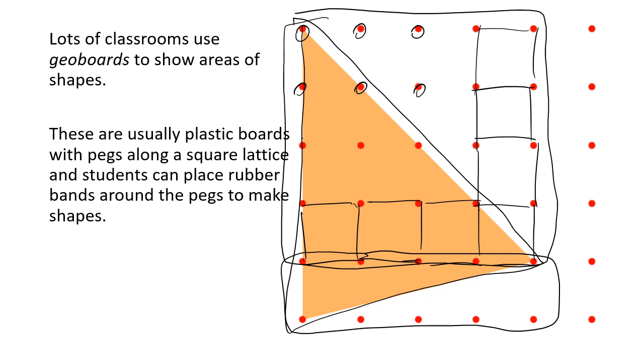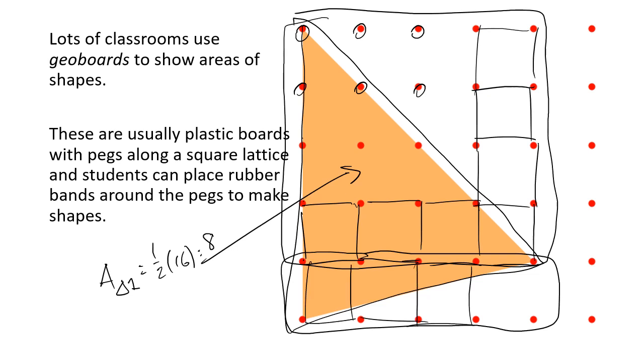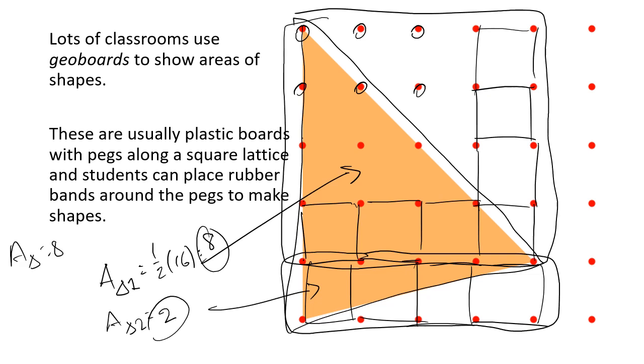And so the area of this part of the triangle, the area of triangle 1, is going to be half of 16, which is 8. And the same thing here. This is 1, 2, 3, 4. So this rectangle has an area of 4, so the area of triangle 2 is going to be 2. So 8 plus 2. The area of this whole triangle is 8 plus 2, which equals 10.